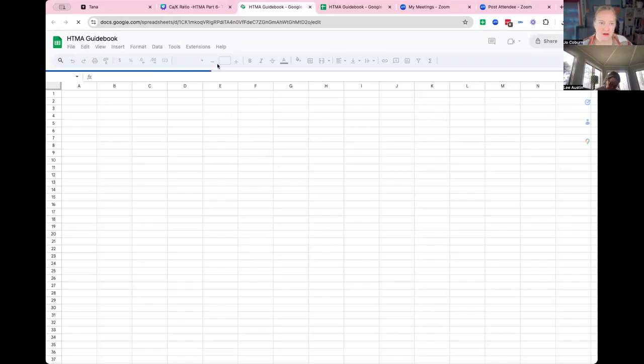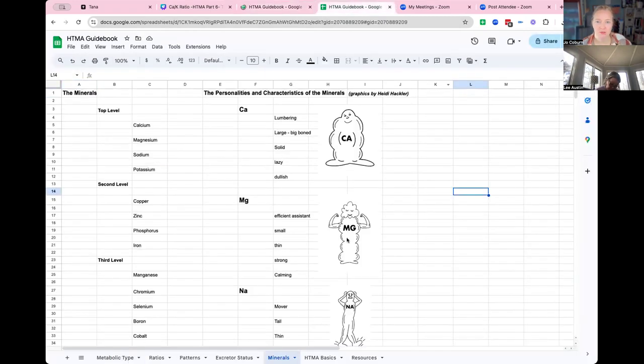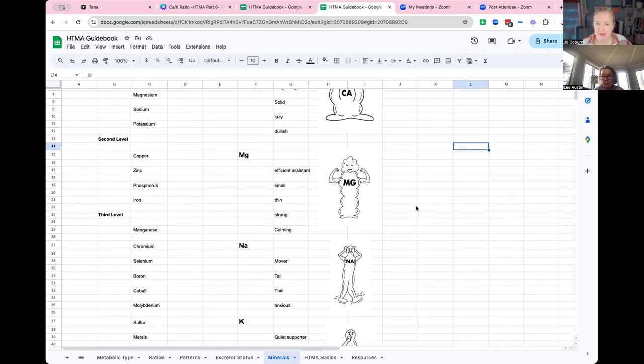To go back here, this is our guidebook, and in our guidebook we have the personality characteristics of the minerals. Here's calcium, which is lumbering, large, big boned, solid, lazy, dullish. Heidi did a great job with these graphics. Magnesium is the efficient assistant: small, thin, strong, and calming.